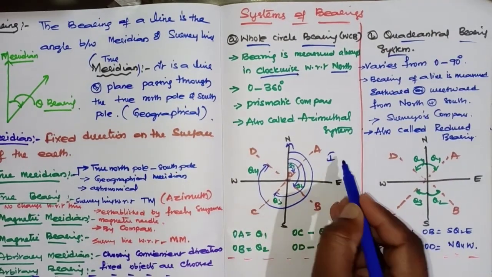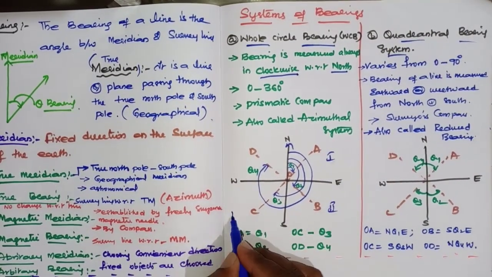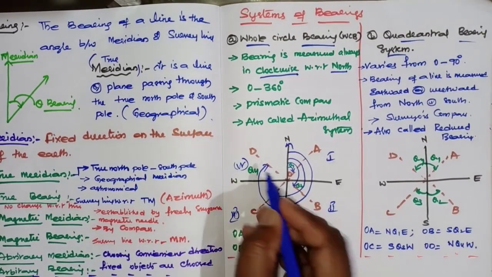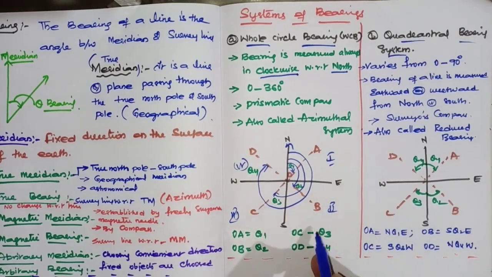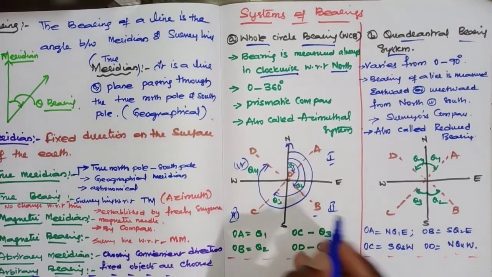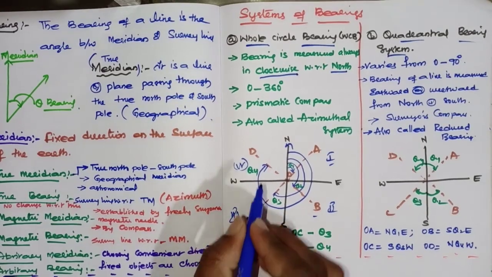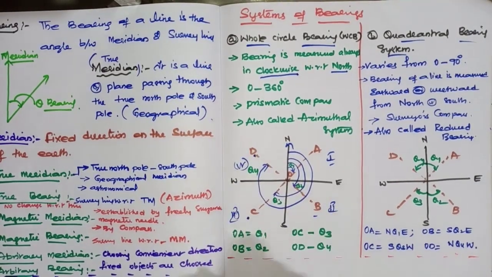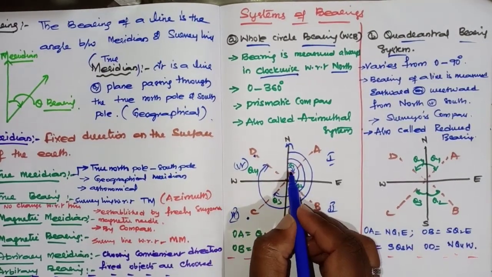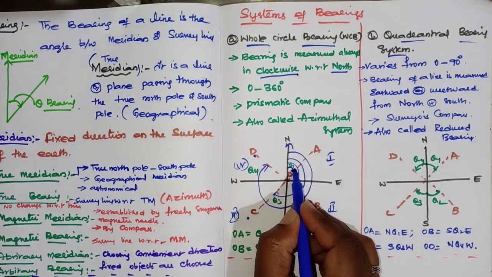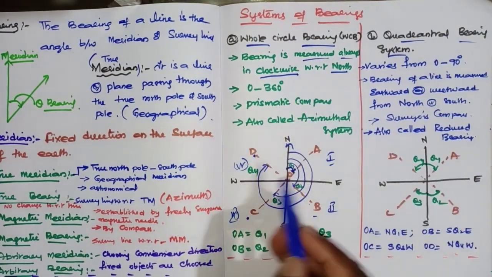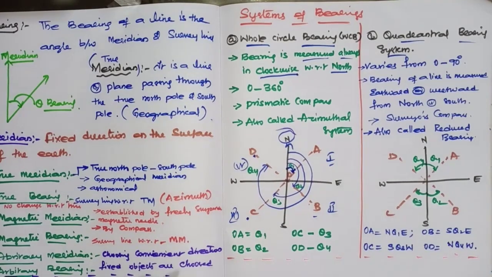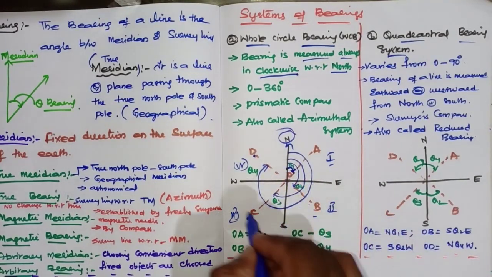Suppose I take this as the first quadrant, second quadrant, third quadrant and fourth quadrant. Whether the survey line lies in the northeast, the first quadrant, the second, the third or the fourth quadrant, the measuring of the bearing will start to this survey line from north only. It is always measured in clockwise direction with respect to north, from 0 to 360 degrees.